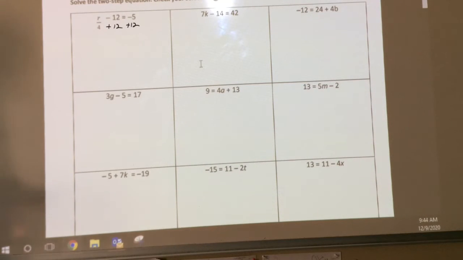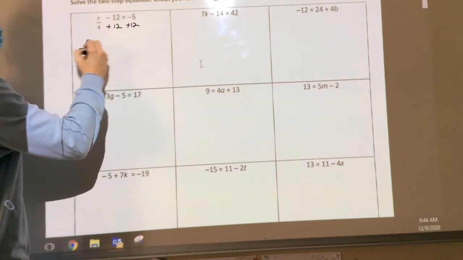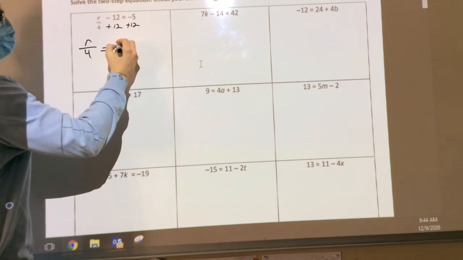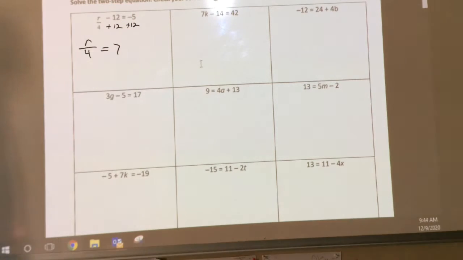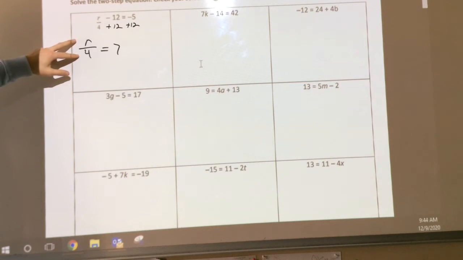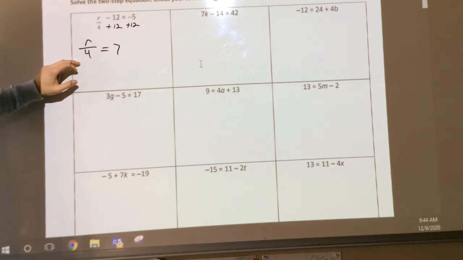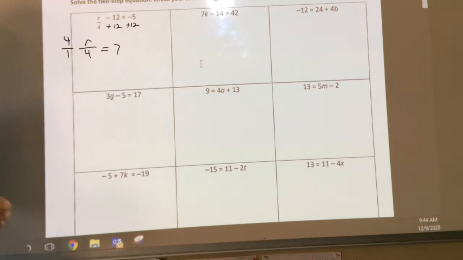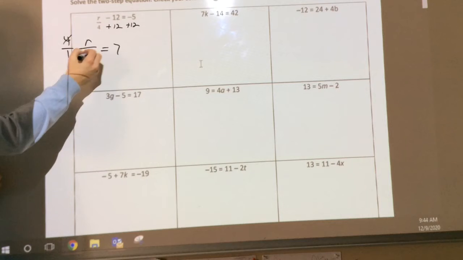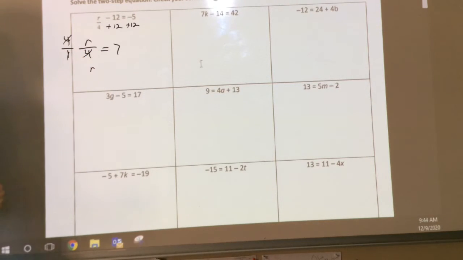Okay. So now I've got r over 4 is equal to positive 7. Is everybody okay with that step so far? All right, now Ruger. I've got to multiply by my reciprocal, which is 1 over 4. Do I agree with that? Okay, and so the reciprocal becomes 4 over 1 because I'm literally flipping it. Now, everything on the left side cancels out, leaving me with just r.